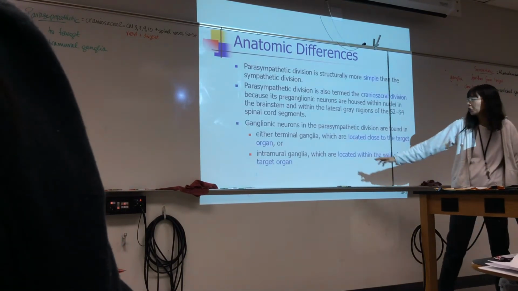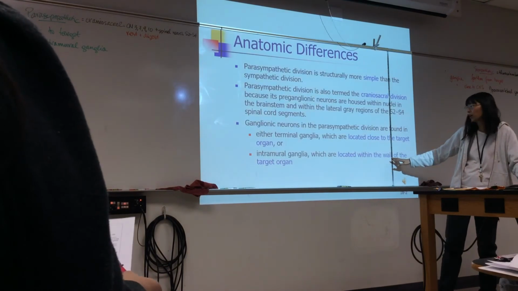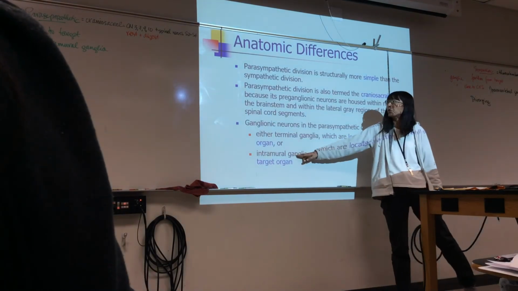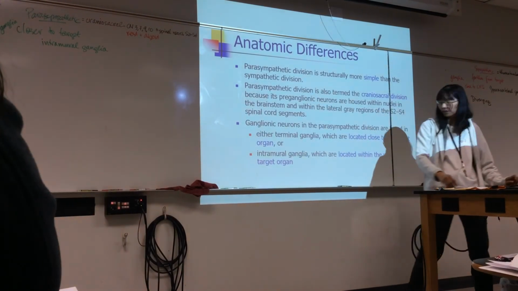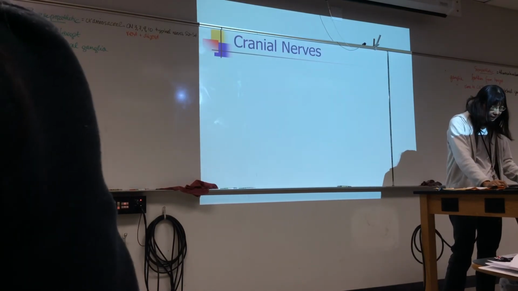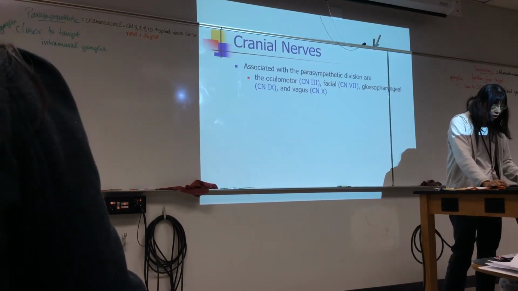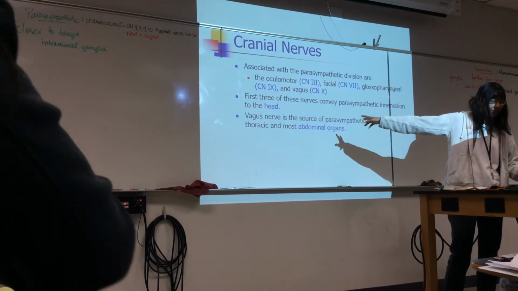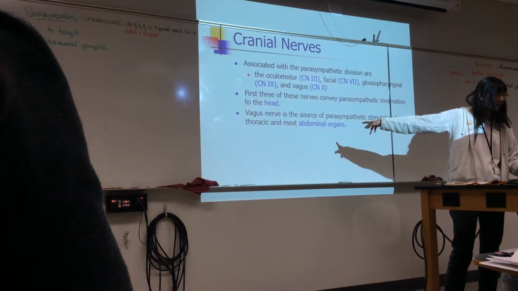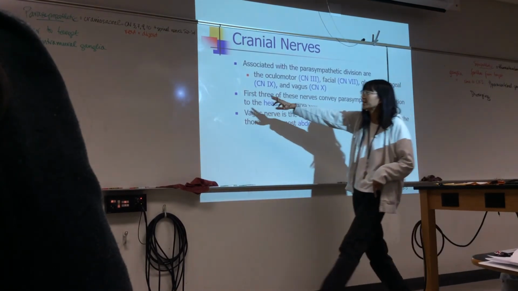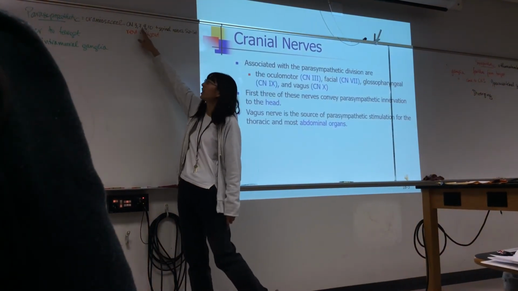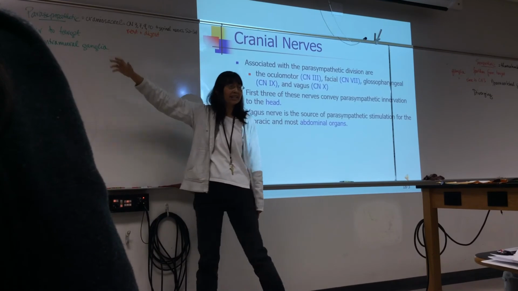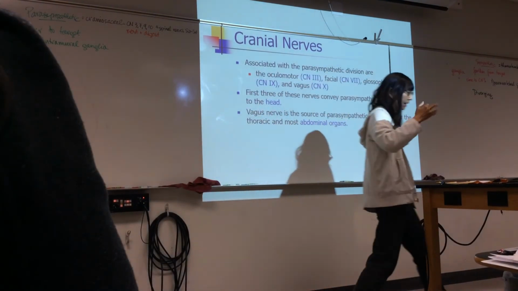Okay, so we talk about intramural, within the walls of the heart organ, intramural for parasympathetic. Or the ganglion very close to the target. And we talk about cranial nerves. Yes? 3, 7, 9, and 10, right? So you remember 3790. It's probably easier to remember than 3, 7, 9, and 10. 3790.